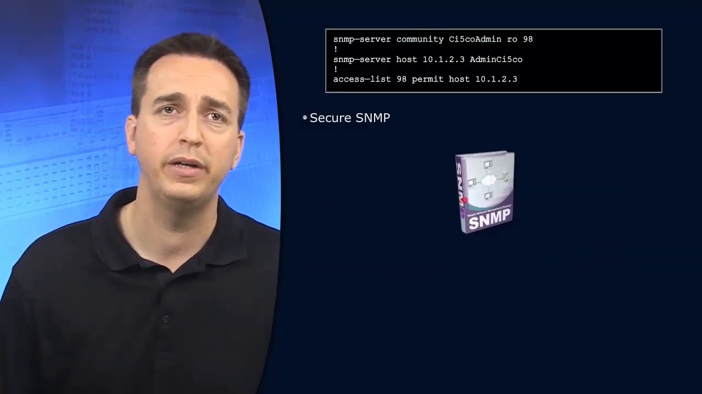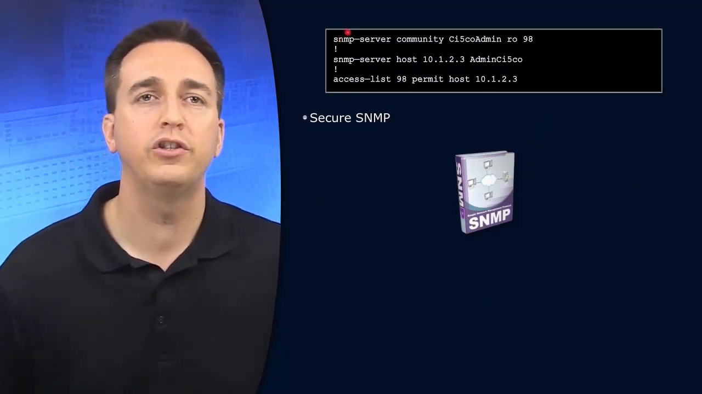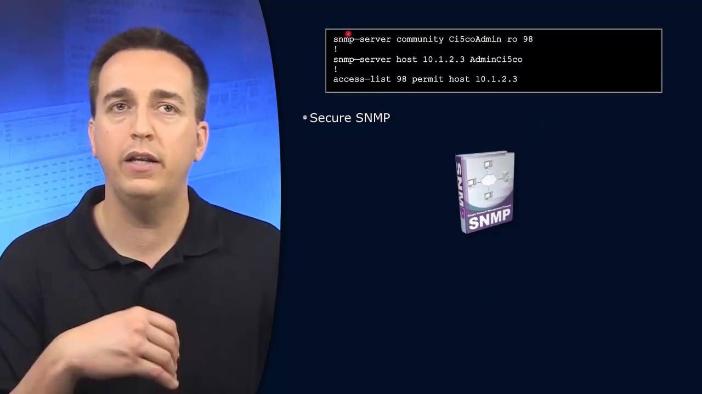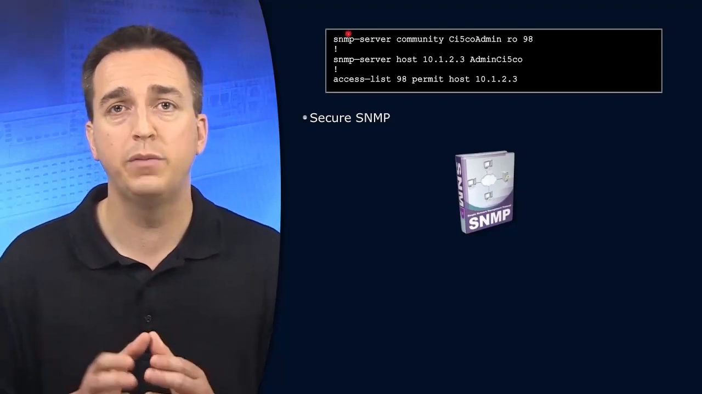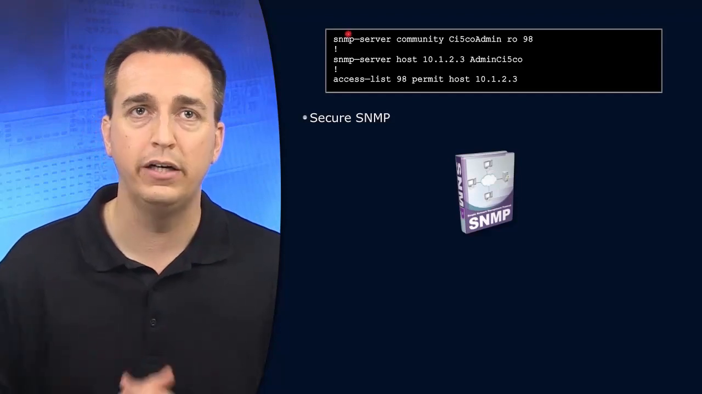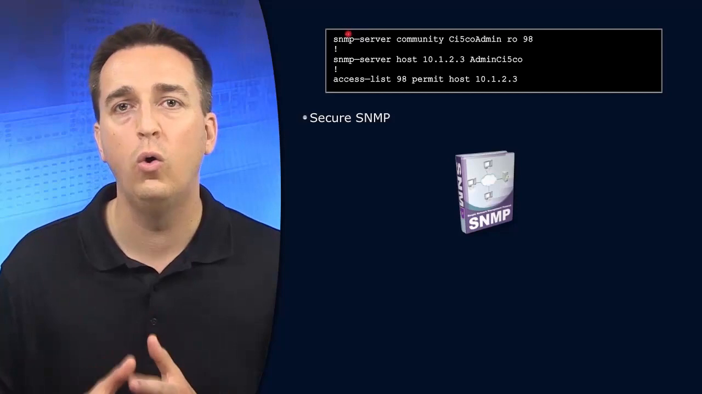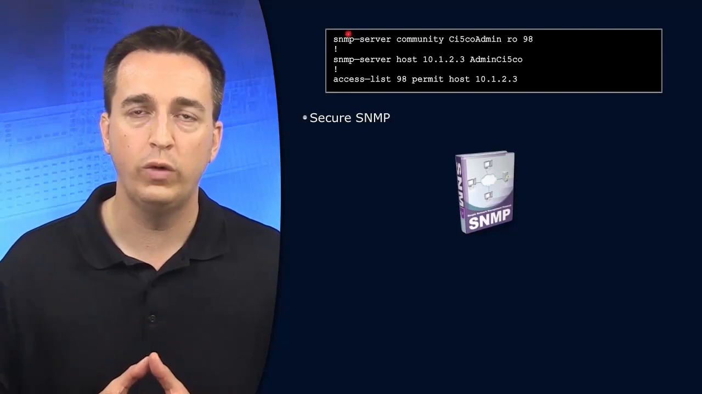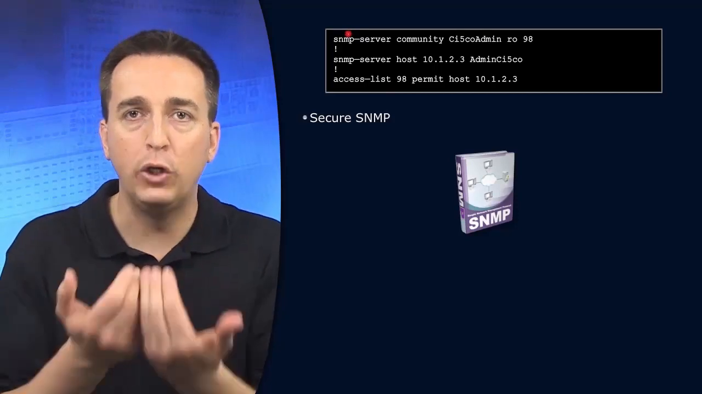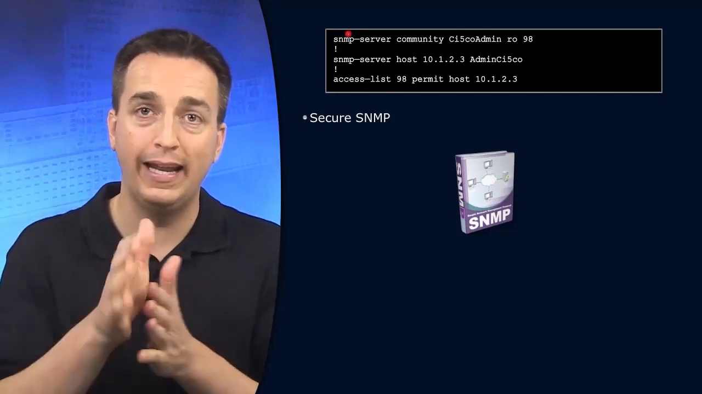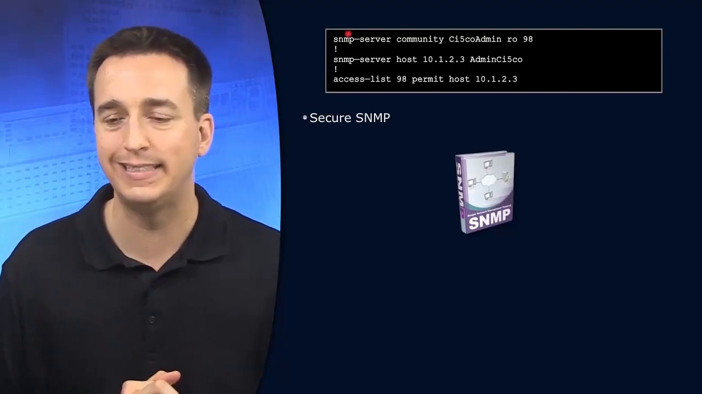So if we look at SNMP version 2 as an example, not version 3, but version 2, you can see here that you are setting up your community string. And this community string is listed here as Cisco admin, and it's the read-only community string. Read-only, not read-write. So in this case, you can only read, only pull the information from the MIB. You can't actually set any information on the device from the network management station.